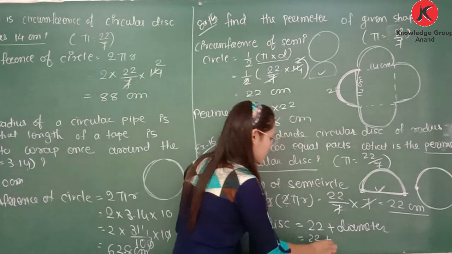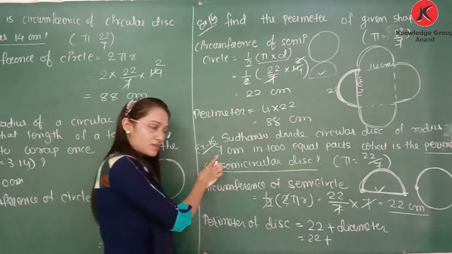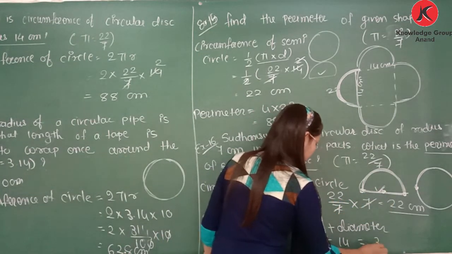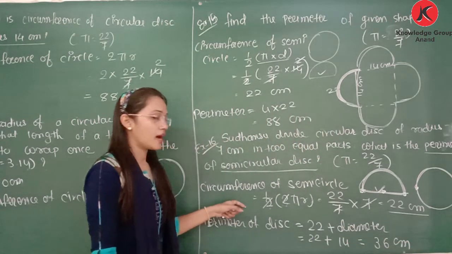So 22 plus. Now what is the diameter? It is 2 times radius. Radius is 7 cm. So diameter will be 14. So perimeter will be 36 cm. Clear? How can we solve this?